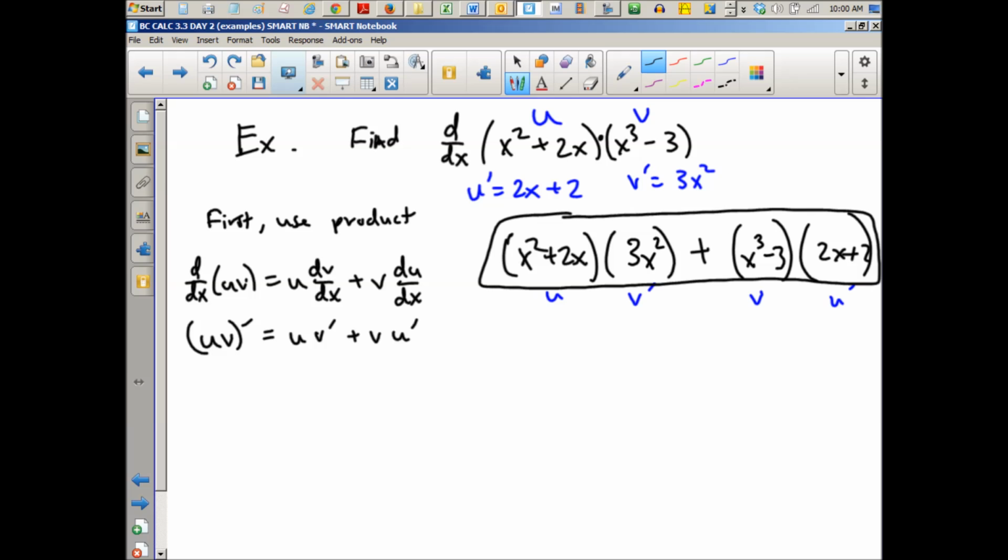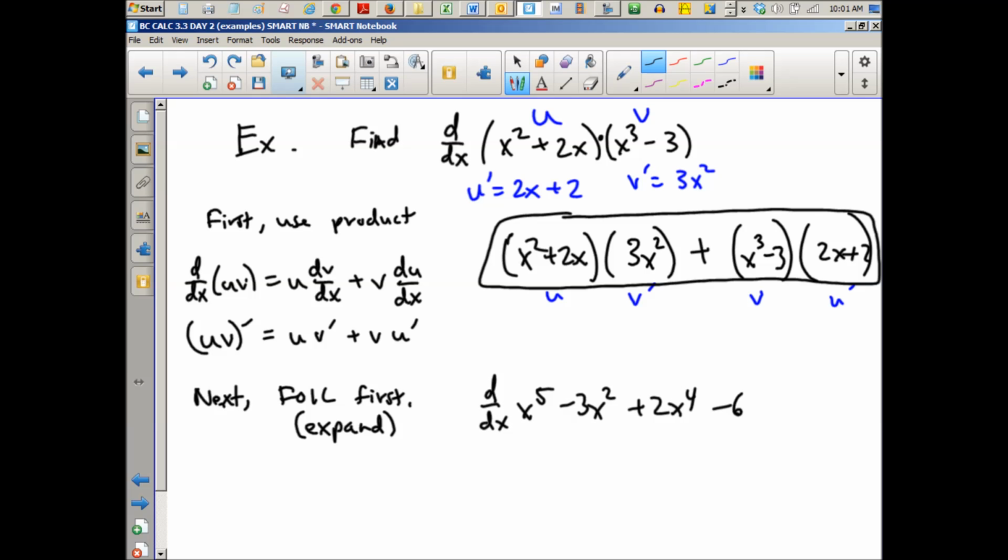Okay, the second way is to use FOIL first. So basically expand and then do the derivative. Okay, so what happens if we expand this original problem? We're going to get x to the fifth minus 3x squared plus 2x to the fourth minus 6x.